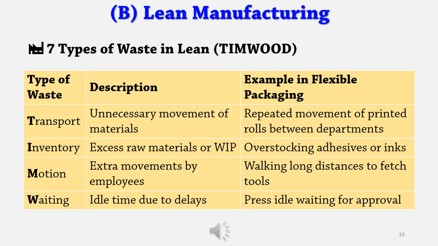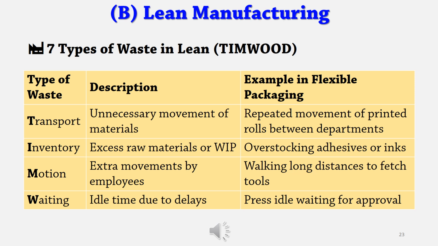There are 7 types of waste in lean manufacturing. Its short form is TIMWOOD, because this word is easy to remember. Here T means transport. Unnecessary movement of materials has to be stopped. Example is repeated movement of printed rolls between departments. I means inventory. Excess raw material or WIP. Overstocking of adhesives or inks are to be stopped.